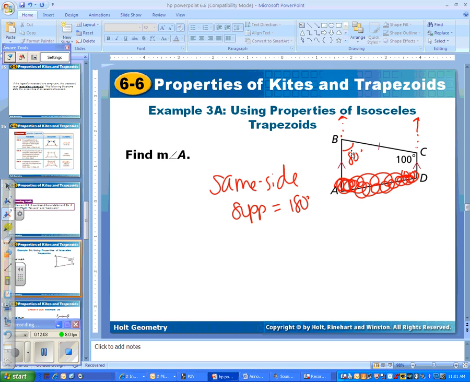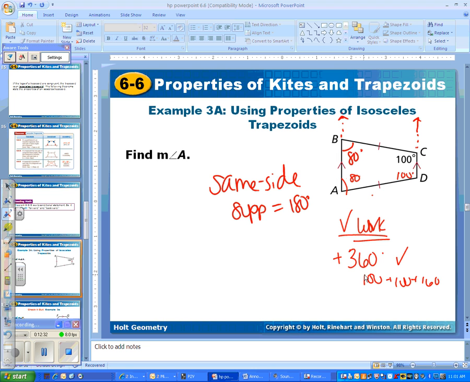And now if we look at the whole isosceles trapezoid, we know that these base angles have to be congruent to each other, so it's 80 degrees. And these base angles have to be congruent to each other, so that's 100 degrees. To check your work, remember it's a quadrilateral, so if all angles add up to be 360 degrees, that means you did it correctly. So in this case, 100 plus 100 plus 80 plus 80 does equal 360 degrees, so you did it correctly.